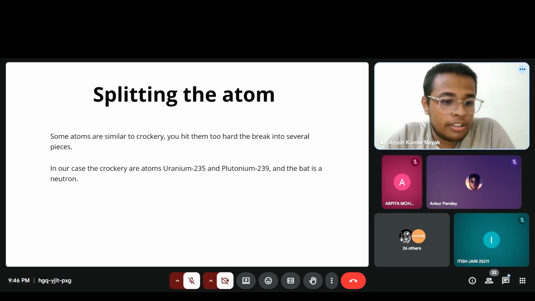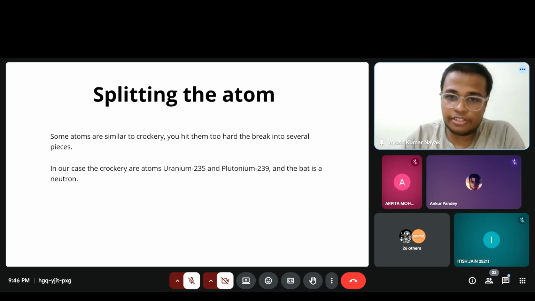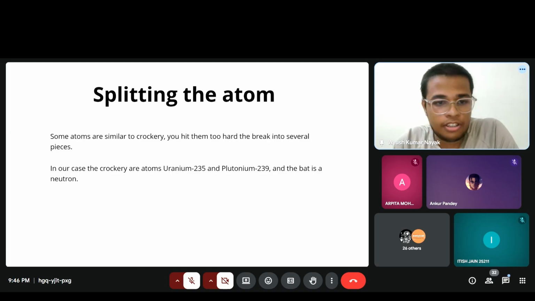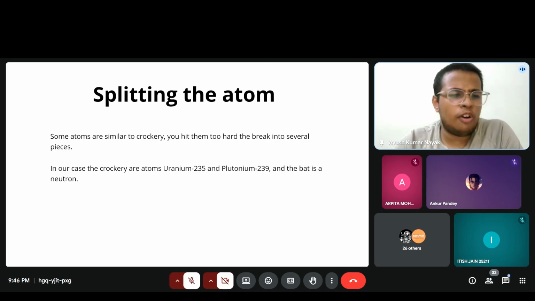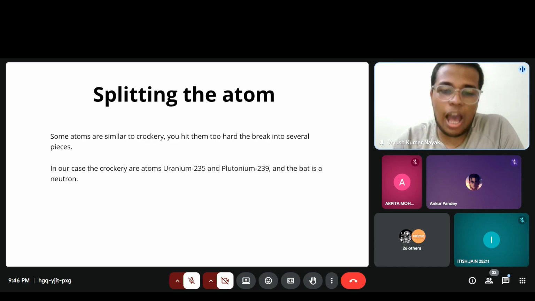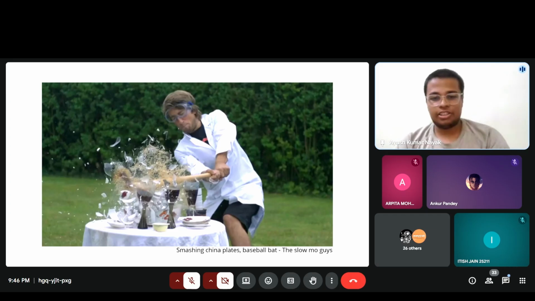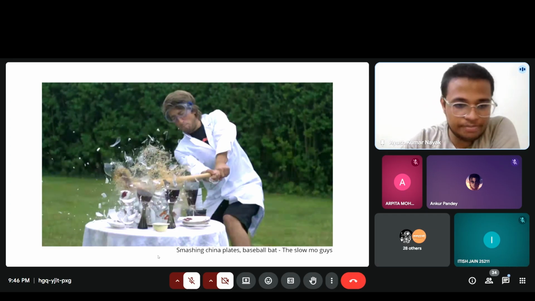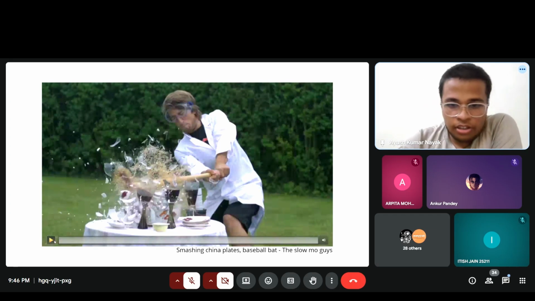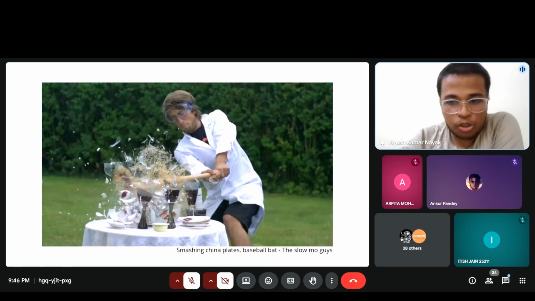That bat is our neutron, and I have a video here pretty much showing what happens when we split an atom. This is a video by The Slow Mo Guys. The title is "Smashing China Plates by a Baseball Bat."